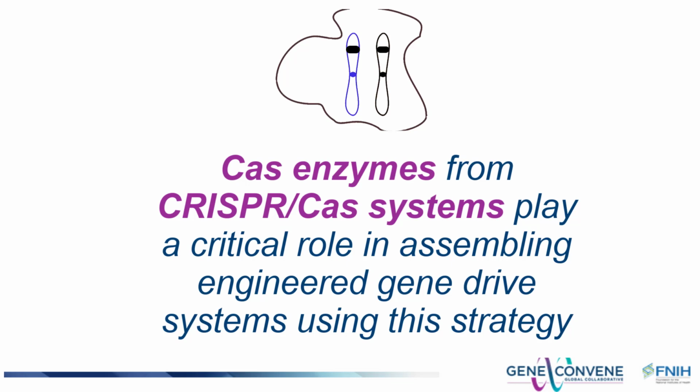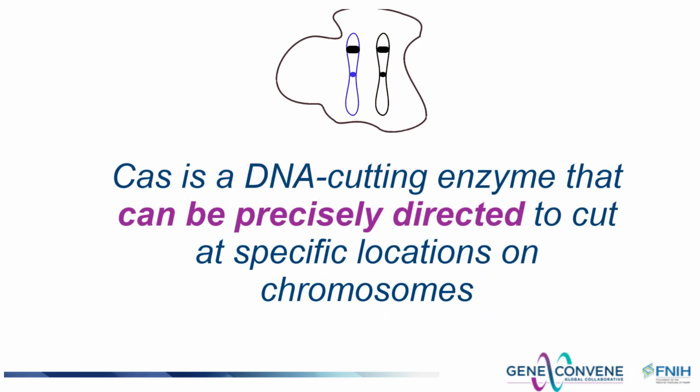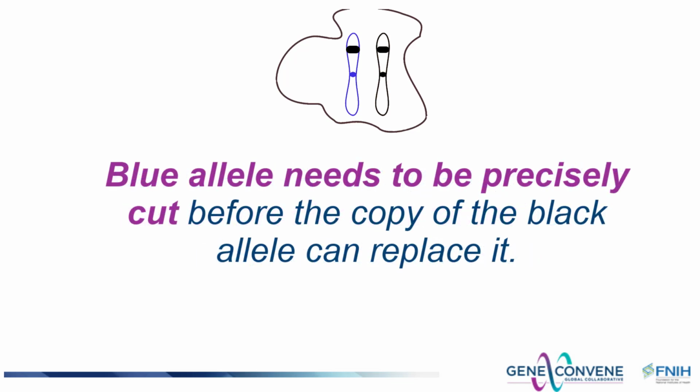One of the reasons CRISPR-Cas gene editing systems are so powerful is their amenability to being directed precisely to specific sequences in genomes. That precision is used in this type of gene drive system because the blue allele needs to be precisely cut before the replicated copy of the black allele can be inserted.